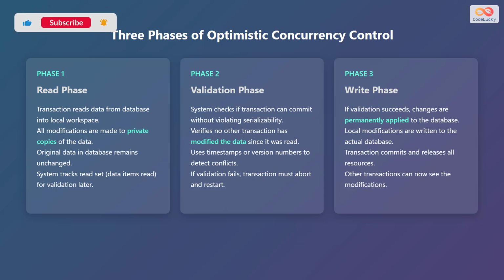Phase 3, the write phase. If the validation succeeds, the changes made by the transaction are permanently applied to the database. The local modifications are written to the actual database. The transaction commits and releases all resources, making the modifications visible to other transactions.